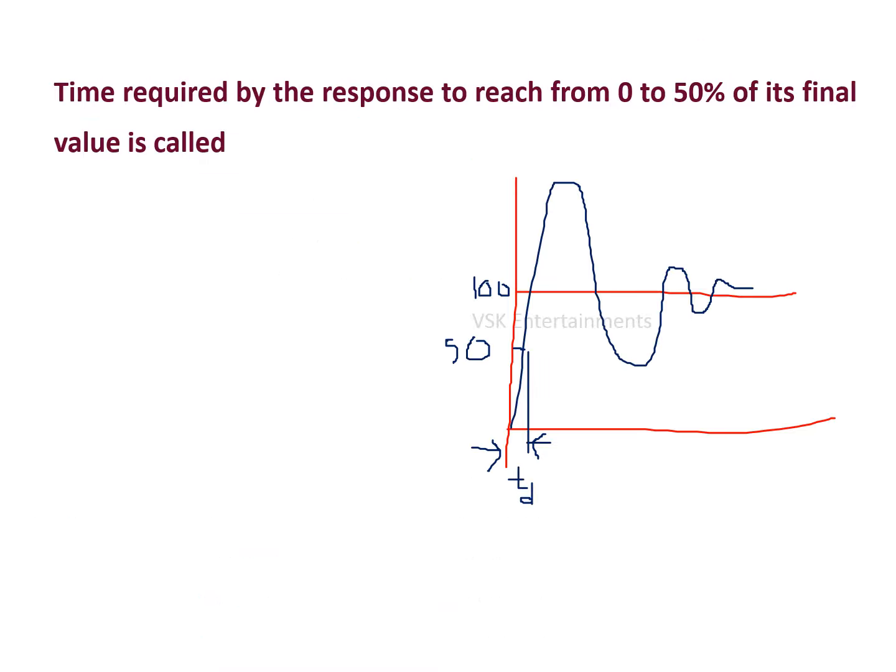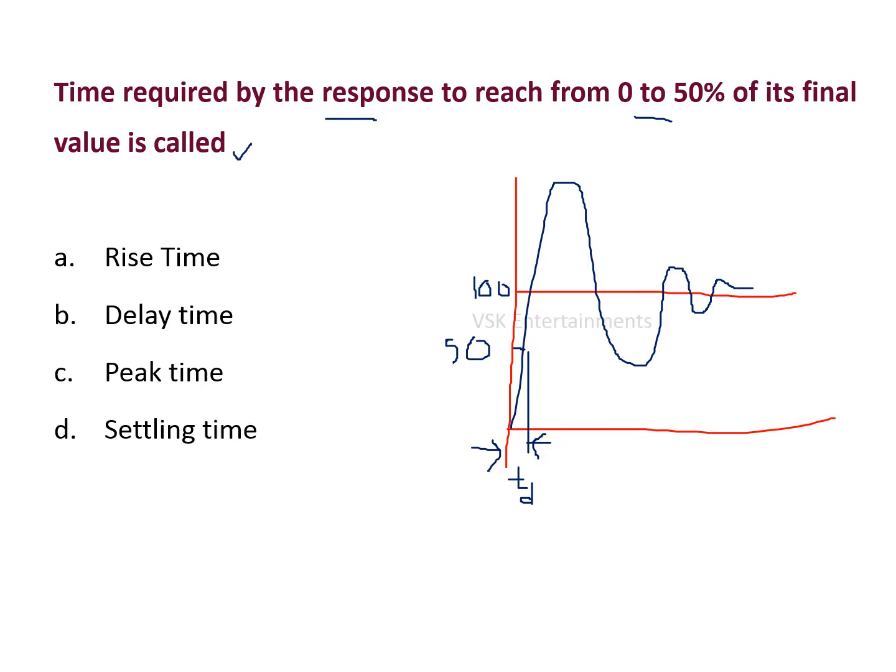Coming to next one, time required by the response to reach from 0 to 50% of its final value is called, options are rise time, delay time, peak time and settling time. Okay, this is the response of a second order system. Consider this is the maximum value, that is 100%, and this is the 50%, and this is the response. Time required by that response to reach from 0% to 50% is called the delay time.